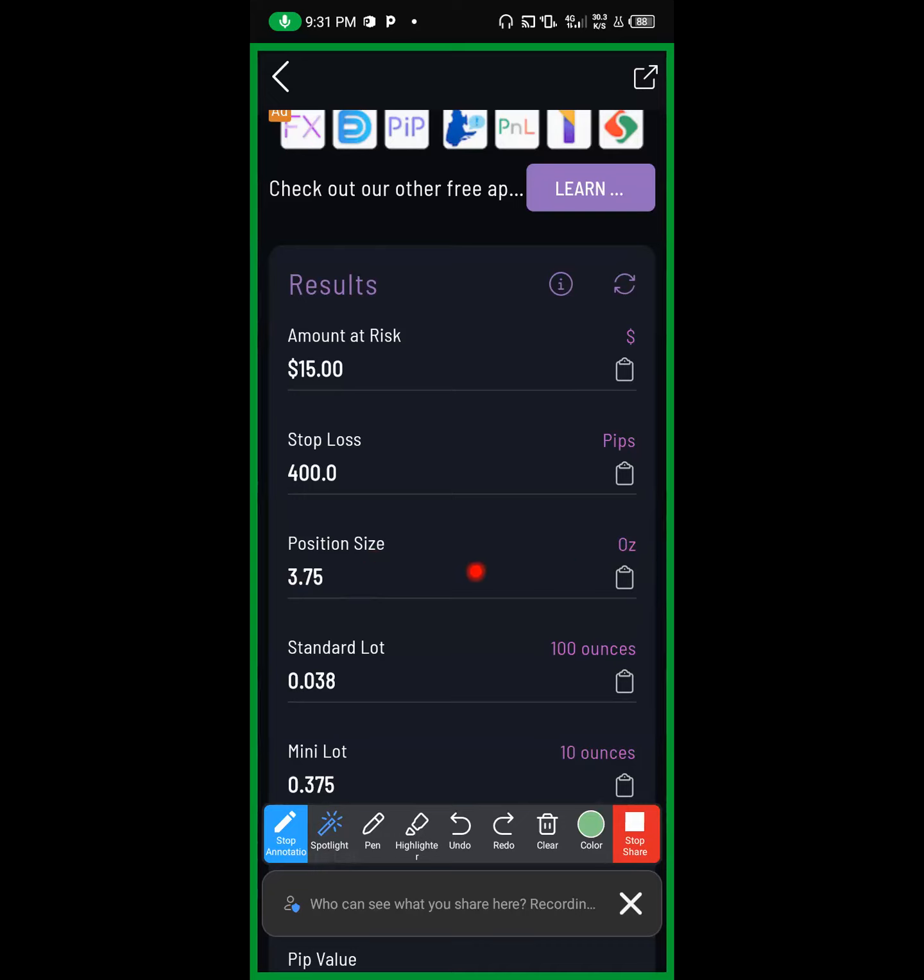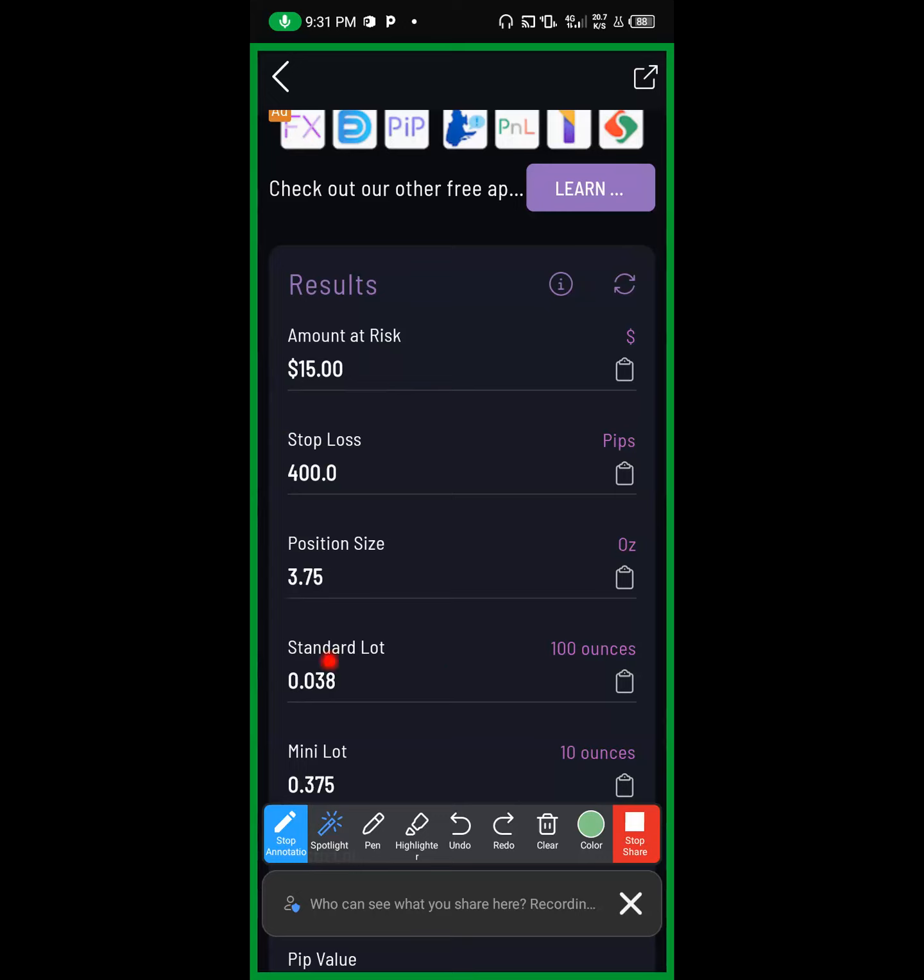What you need here is this. The only thing that concerns you is this and this. This system is telling you that if you are taking this trade based on your $500 account, the total lot size you should use must not be more than 0.038. If you do this and you lose this trade, you will not lose more than $15. If you do anything outside this, there's a problem.